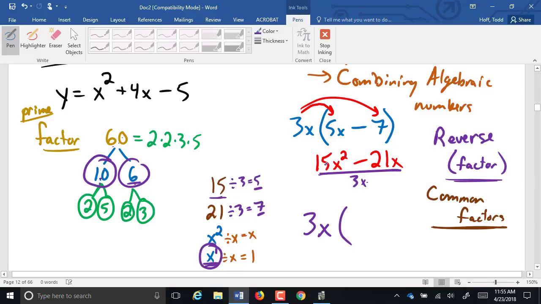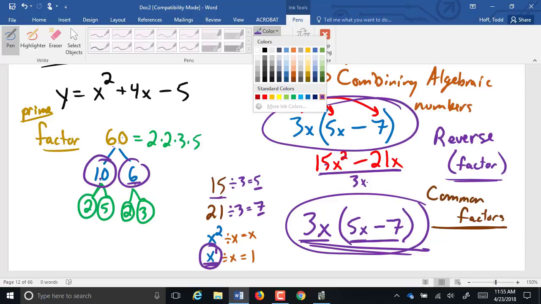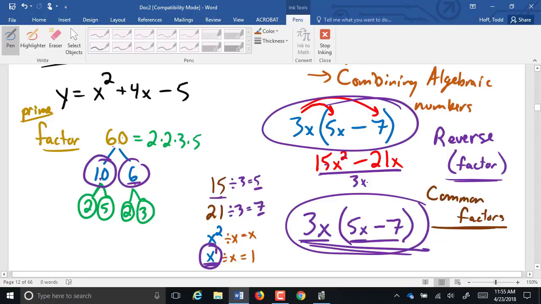15x squared divided by 3x. Well, 15 divided by 3 is 5. X squared divided by x gives us x. Negative 21x divided by 3x. Well, negative 21 divided by 3 is negative 7. X divided by x cancels out. So we have factored that. So 15x squared minus 21x is 3x times 5x minus 7. Well, we did that multiplication to get the 15x squared minus 21x to begin with, so we know that's correct.